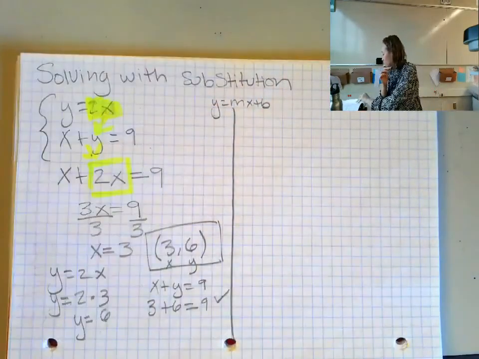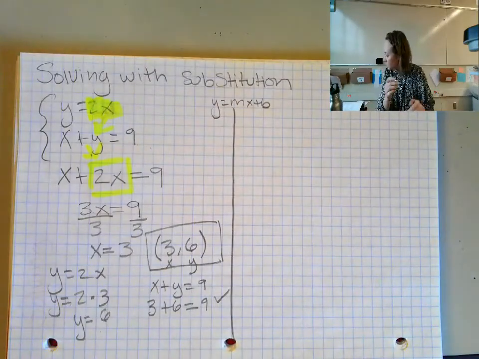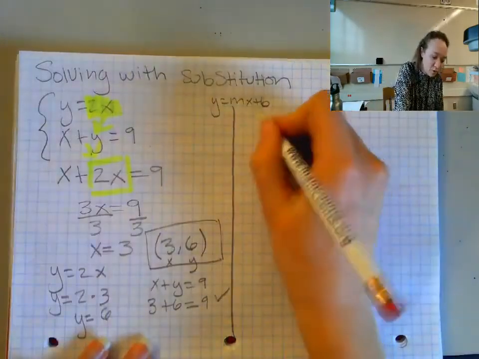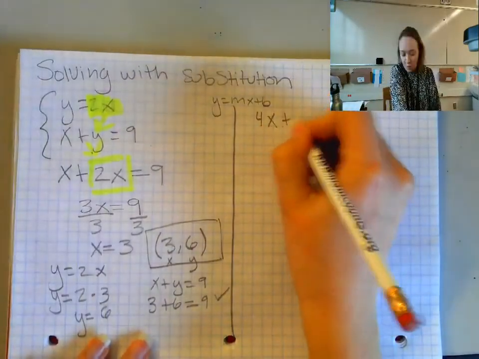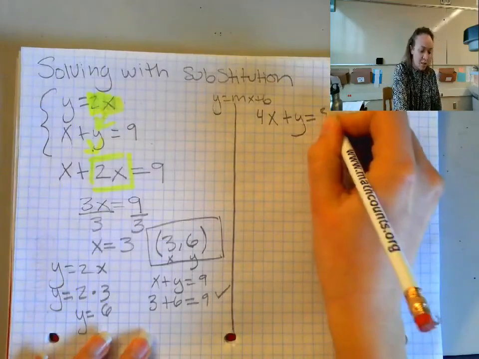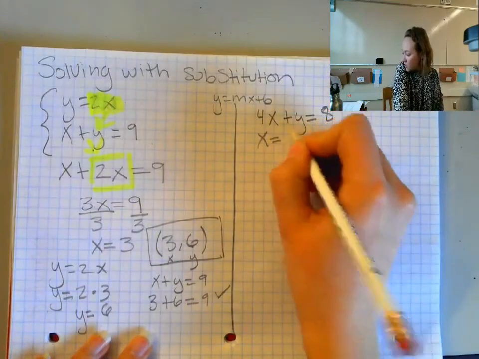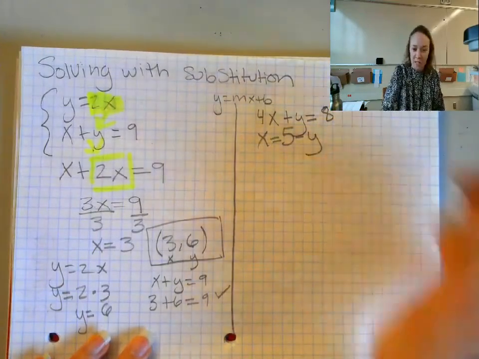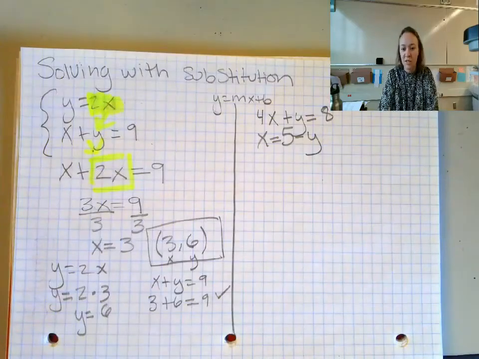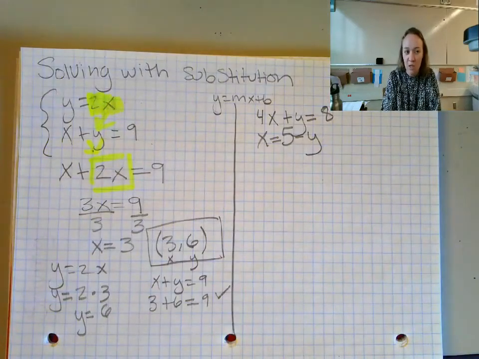You do one this time. You are going to solve 4x plus y equals 8 and x equals 5 minus y. You're going to solve this using substitution. Do it now. Pause when you think you have an answer or you get stuck.